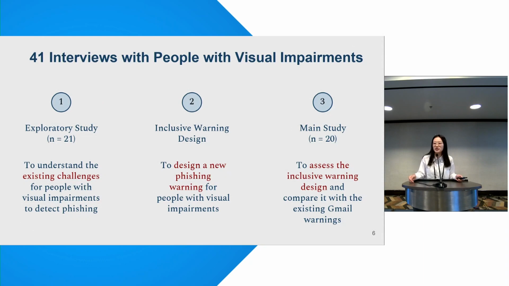To answer these three questions, we interviewed 41 blind and low vision individuals. The first step is an exploratory study to understand the existing challenges they met, and we explore new designs to make the email warning more inclusive to them. And the final step, we tested our new design with 20 participants in the main study.